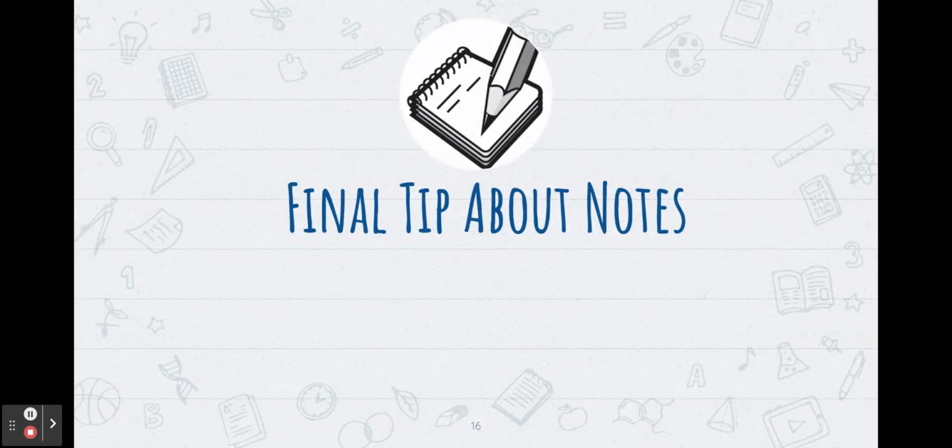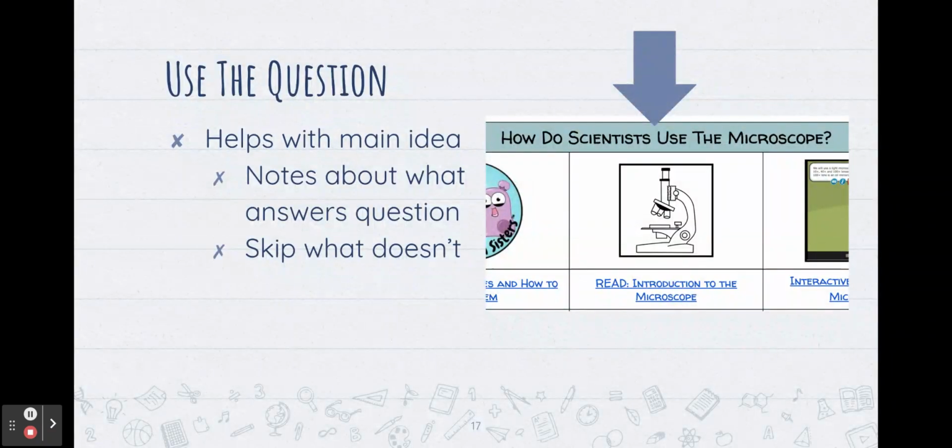All right, here's a final tip about notes. Use the question on the resource document. A lot of times we have trouble with what's a main idea and what's a detail. If it's related to the question, it's probably a main idea. So how do scientists use the microscope? Well, they're going to need all those different microscope parts.